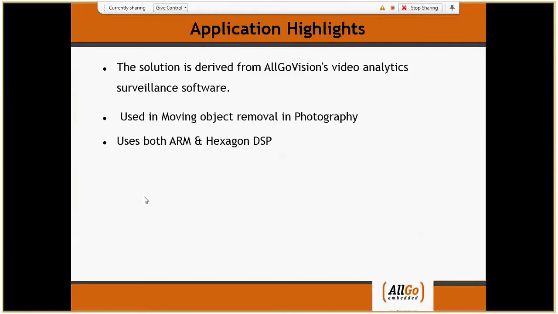And what we do here is we try to use both ARM and Hexagon DSP. We use the current platform, 8974, and we implement this solution on the platform.